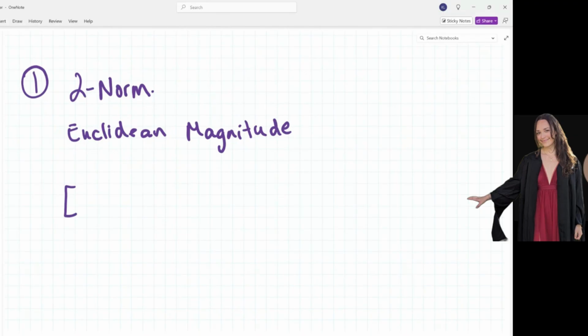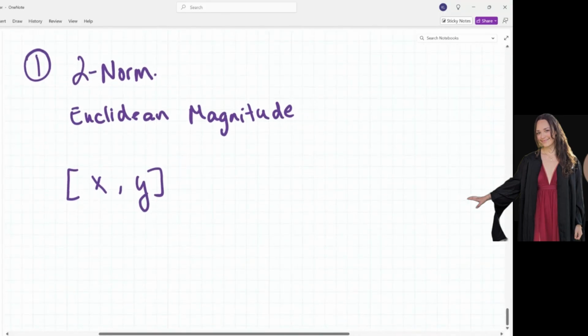So for this, say we have some vector, let's say we've got x and y over here, and we want to now find the magnitude. Say this is going to be called vector A. Vectors we also denote by having this little hat on top.